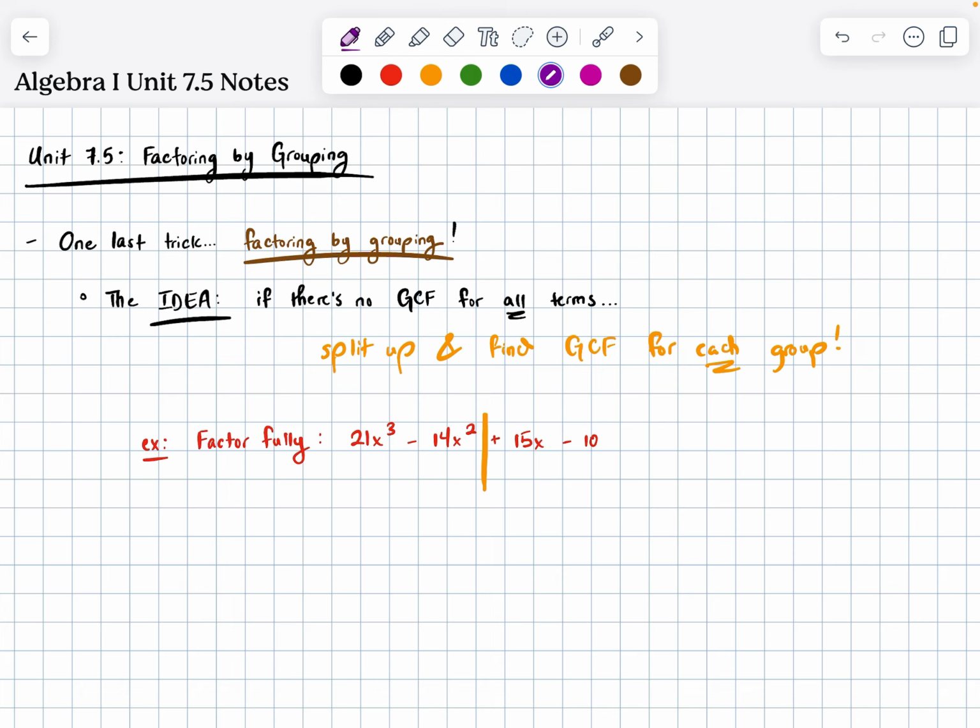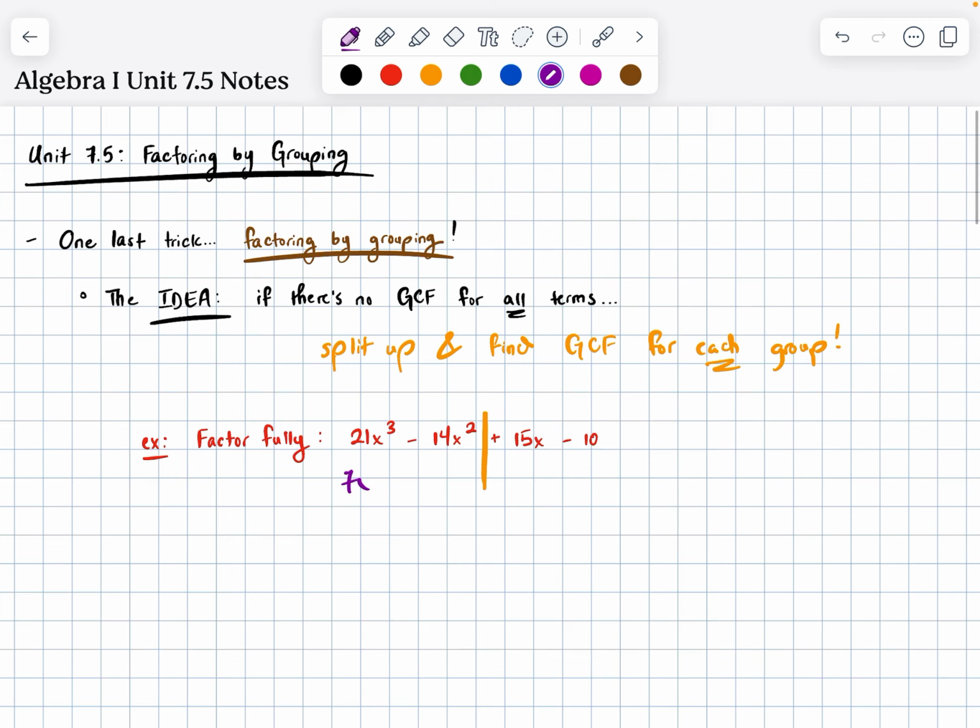Okay, so for 21x cubed and 14x squared, I need their GCF. So let me take it in pieces. Between 21 and 14, well, both of those are multiples of 7. And for x cubed and x squared, remember I have a cheat code when I'm working with powers of variables. If I take the smaller of the two powers, that will give me my GCF. I can fit 2 copies of x into 3. I can't fit 3 copies of x into 2. So 7x squared is going to be my greatest common factor.